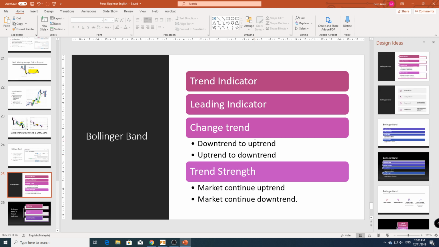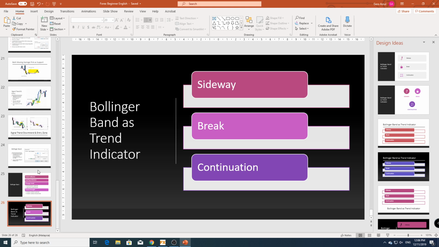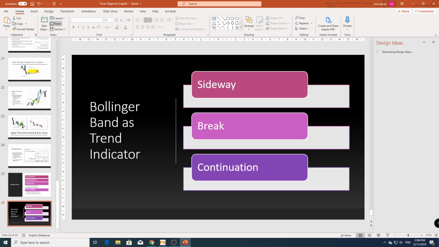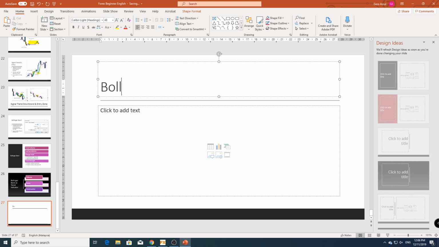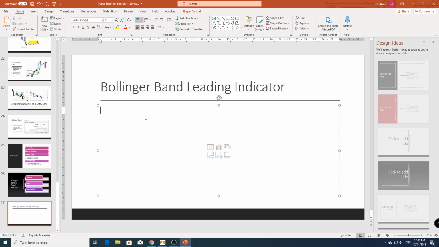So the first one, I'm going to recall this again. The trend indicator is also a leading indicator, and how they change trends. I'm going to show you another one, the trend leading indicator. So how it works as a leading indicator. So Bollinger Band as a leading indicator, right?